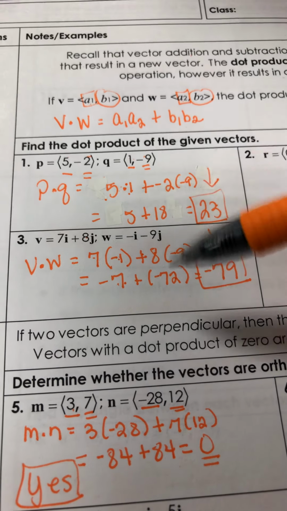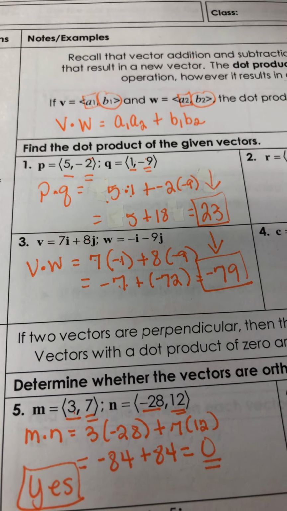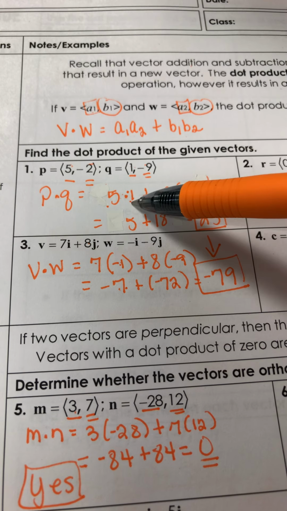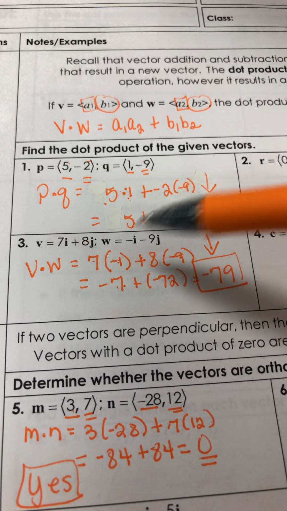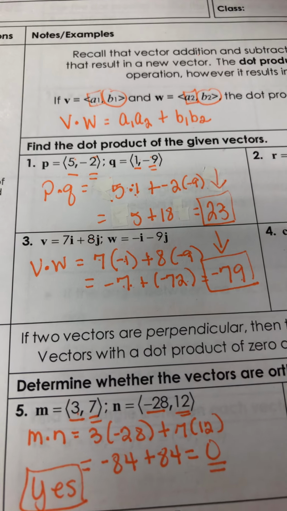Okay, so that's how to find the dot product. It doesn't matter what form it's in. It's going to be the same thing. Multiply your first ones, multiply your second ones, and then add them together. First, second, and then add them.